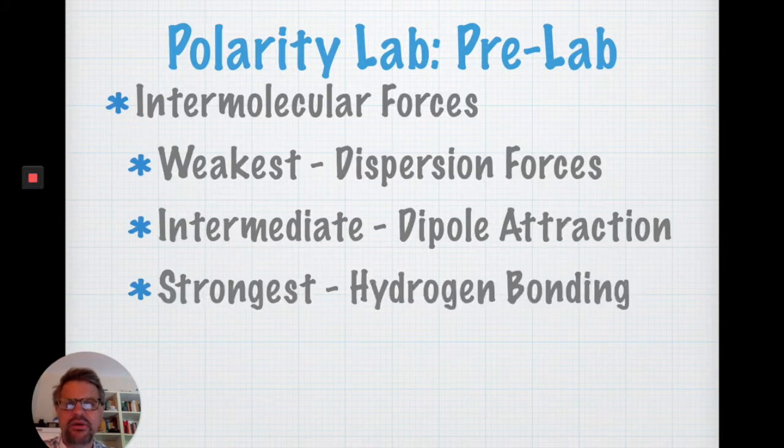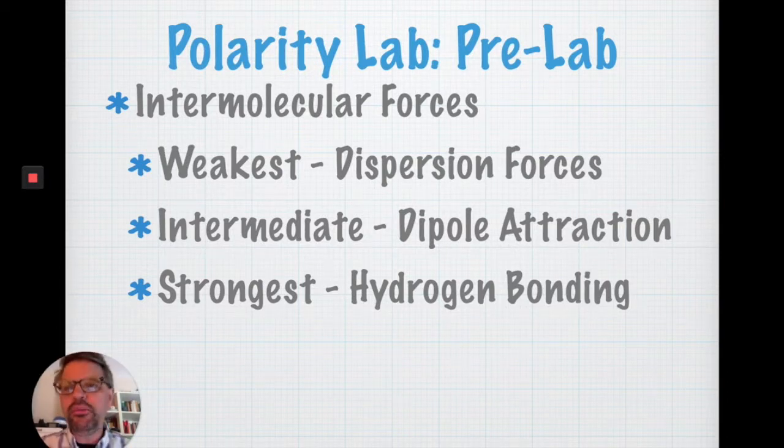You also want to keep in mind your basic intermolecular forces, okay? Dispersion forces, or London forces, occur between nonpolar molecules. That's how they are attracted. Dipole attraction occurs between things that are polar, but that are weakly polar, and hydrogen bonding occurs between things that are very polar, like water.